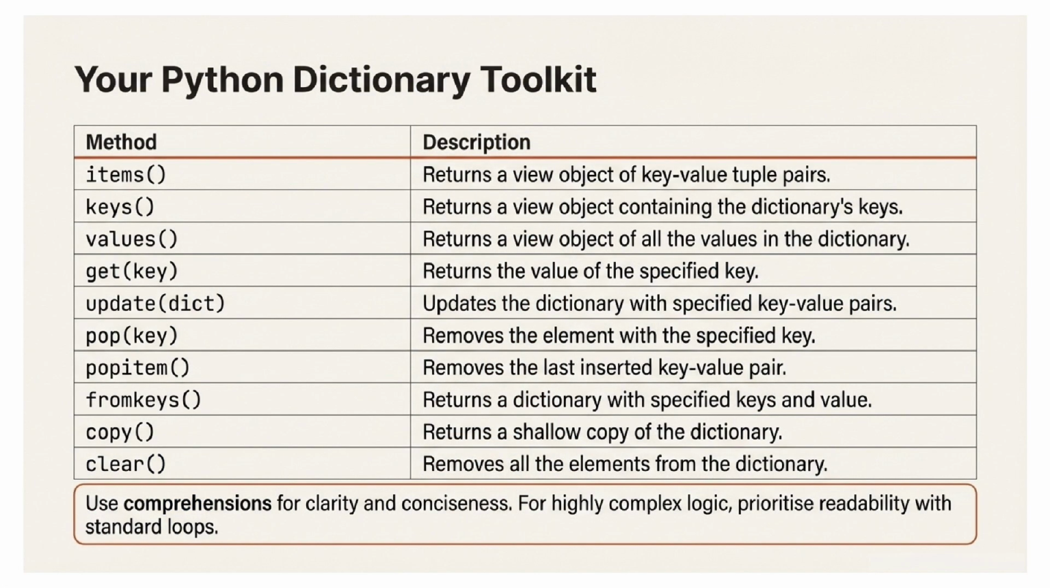Let us quickly understand important dictionary methods. items() returns key value pairs. keys() returns all keys. values() returns all values. get(key) safely gets a value. update() adds or modifies items. pop(key) removes a specific key. popitem() removes the last item. fromkeys() creates a dictionary from keys. copy() makes a shallow copy. clear() removes everything. These methods are essential tools when working with dictionaries.